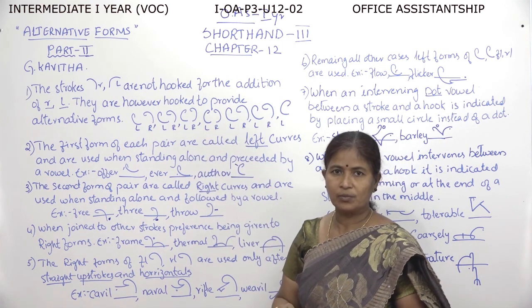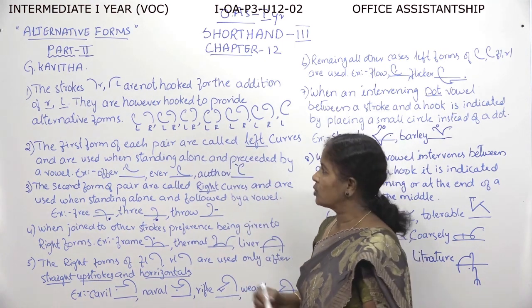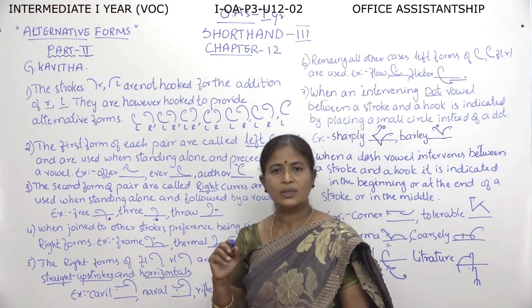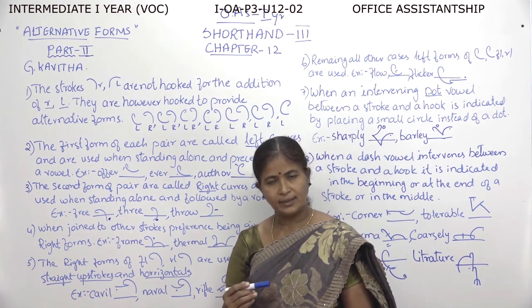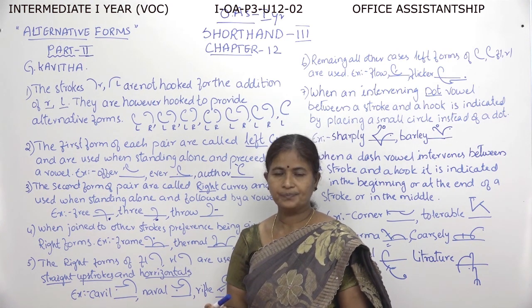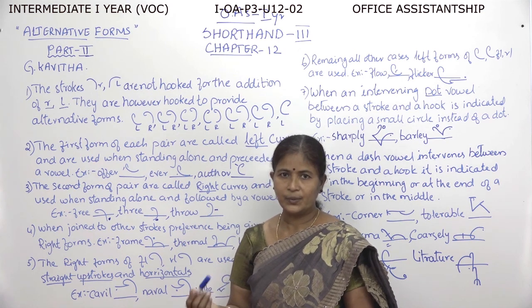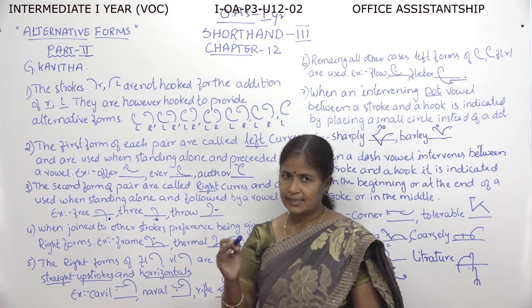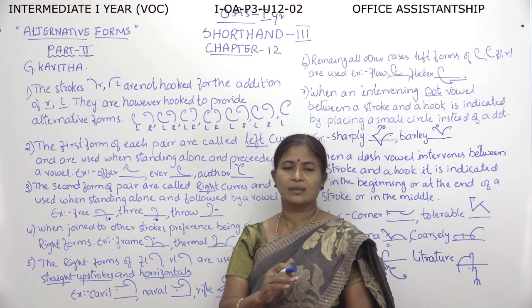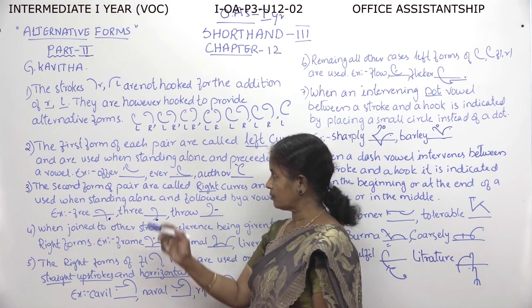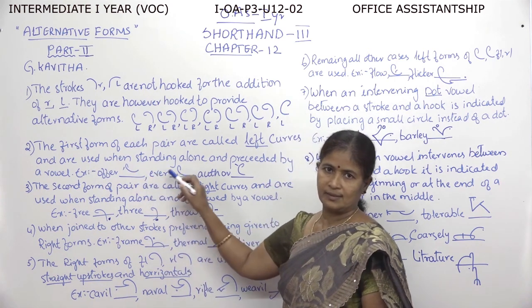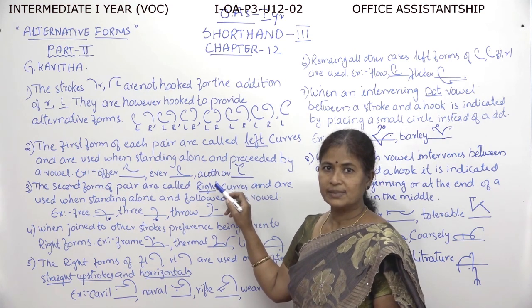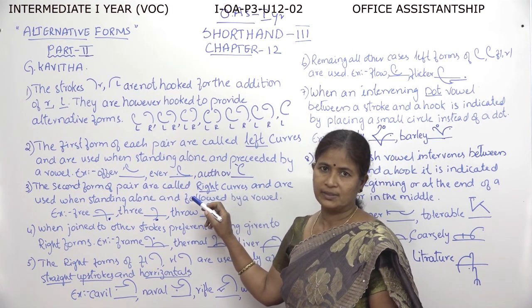When do we use left forms and when do we use right forms? Mostly the left curves fir, ver, ter and der are used when standing alone and preceded by a vowel. Examples of standing alone: offer, ever, either, other, author, right? Standing alone and with a vowel preceding, we use left forms.